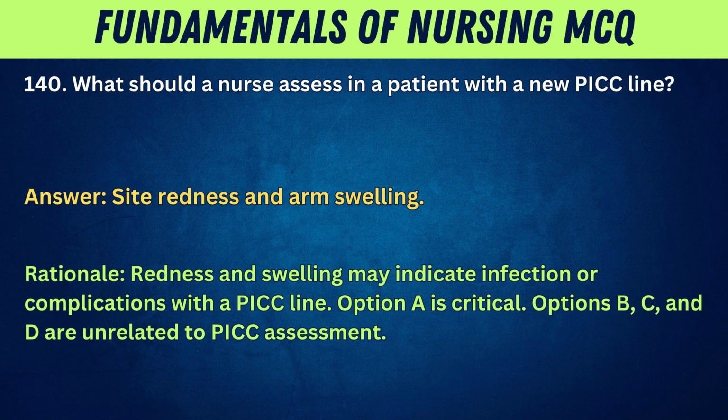Rationale. Redness and swelling may indicate infection or complications with the PICC line. Option A is critical. Options B, C, and D are unrelated to PICC assessment.